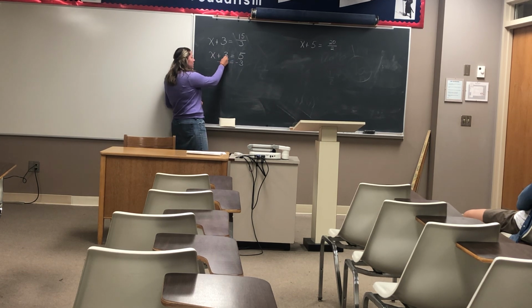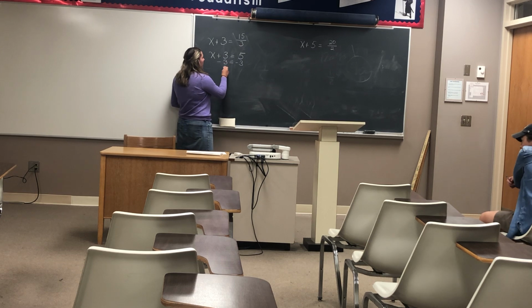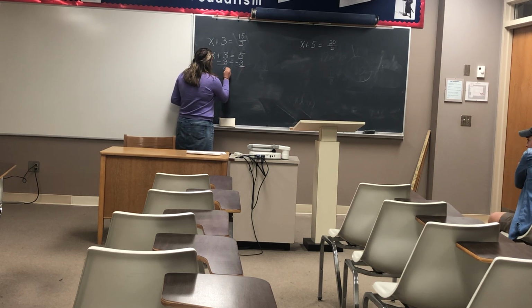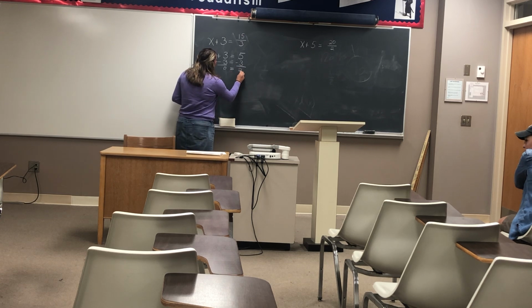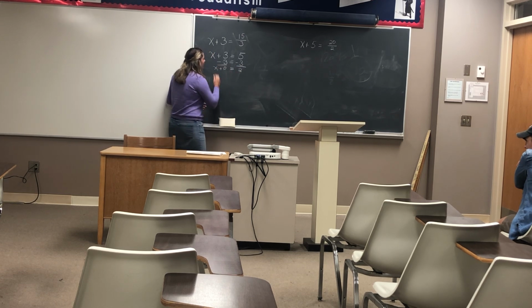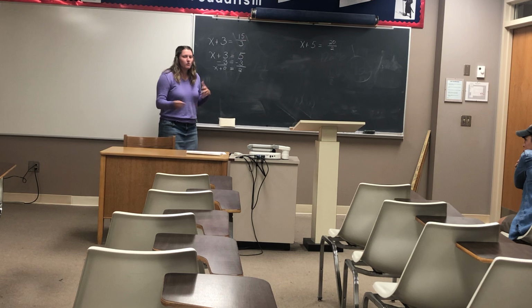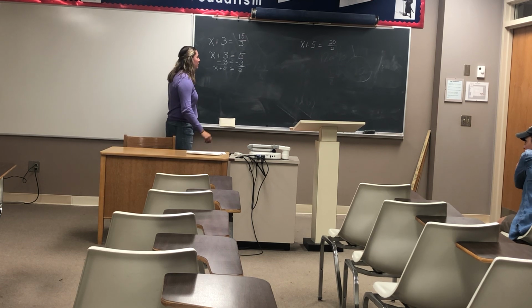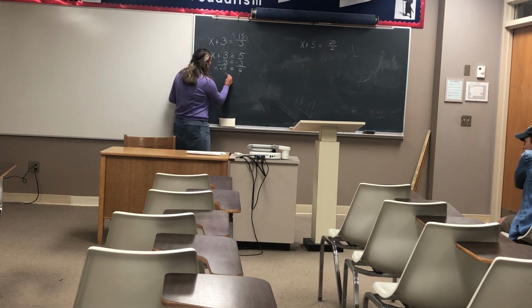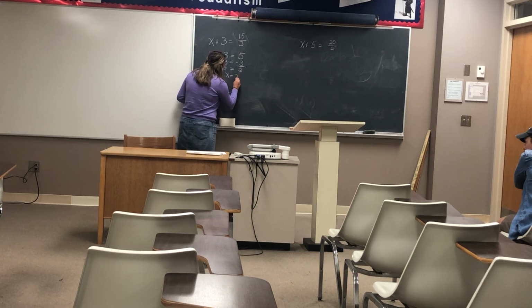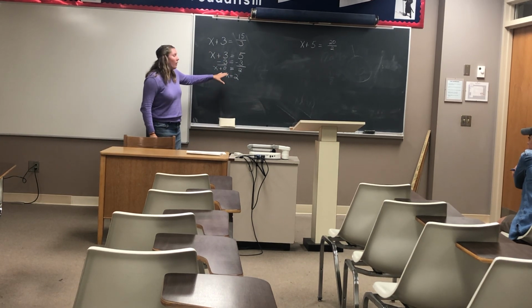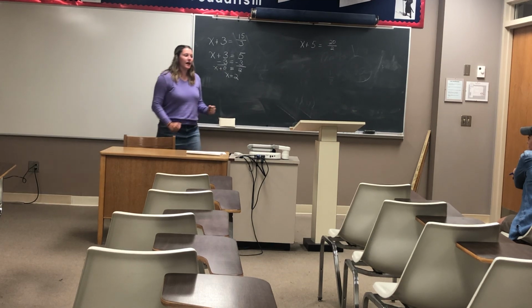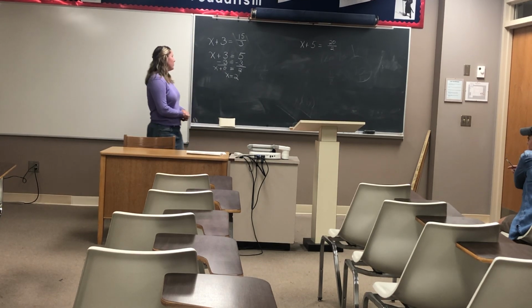So 3 minus 3, we know we're going to get 0. So if we want to put 0, we can. And 5 minus 3 is 2. So we're going to bring this down. We have x plus 0 equals 2. But we know anything plus 0 is itself. So we have x equals 2. So now we finally have a value for what x is. We know that x equals 2.